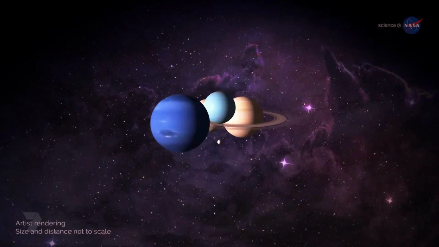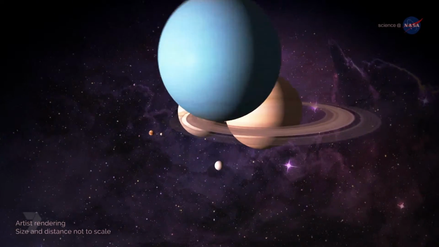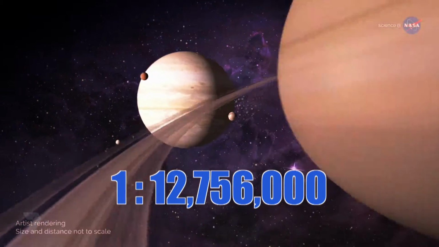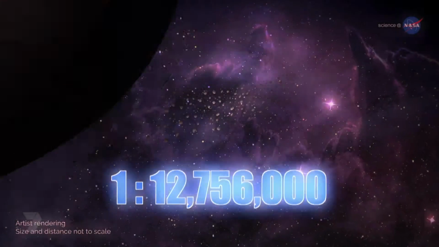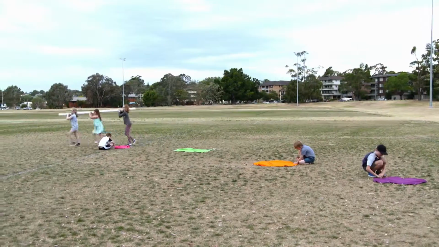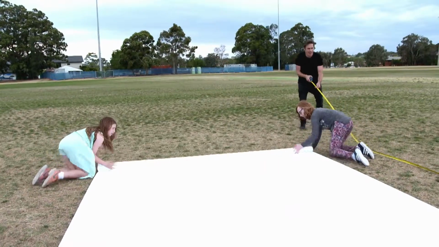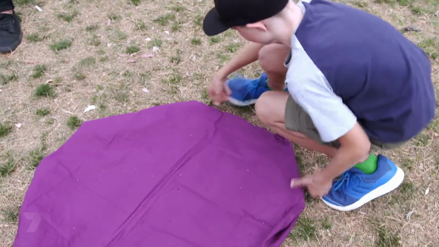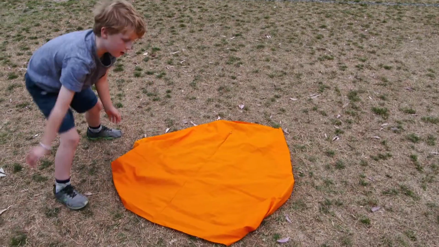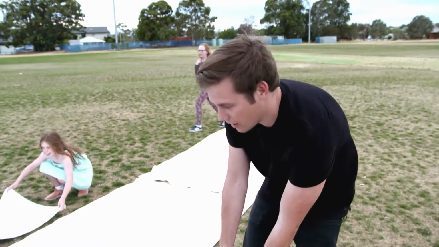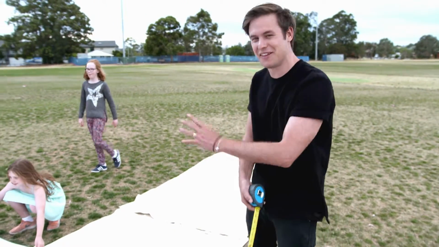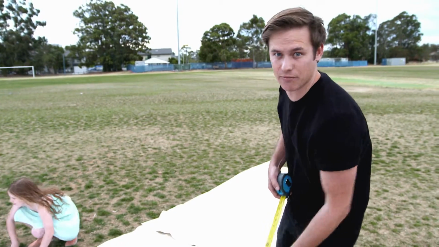Today on Get Clever, we're measuring out the planets to a scale of 1 to 12,756,000. I've set the girls the task of laying out one of the gas giants. Let's see if they can guess which one it is. This planet scales down to 11 metres, but ran out of paper at 5.5, so I got the girls to grab some other materials just so we could actually get to the 11 metres.